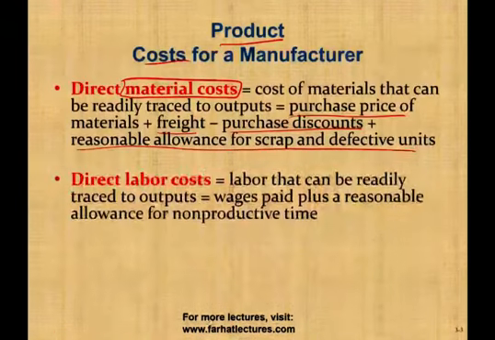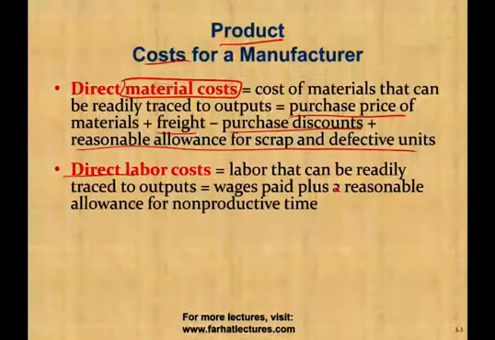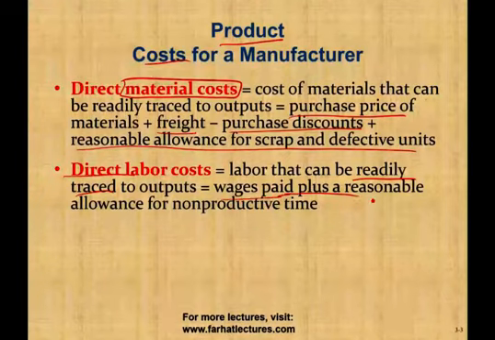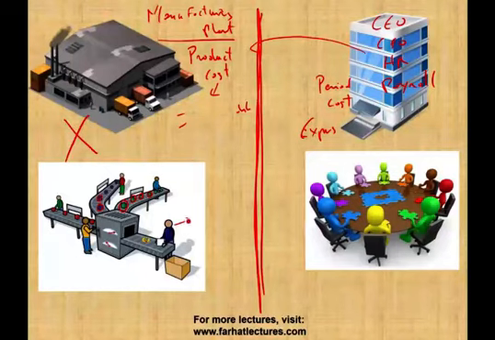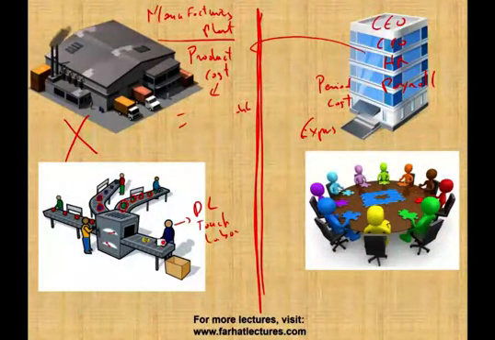The other thing that's considered product cost is direct labor. Labor that can be readily traced to output. And notice we kept saying readily trace. It means you can easily trace it to output, such as wages paid plus reasonable allowance for non-productive time. So what will be considered direct labor? Sometimes it's called touch labor. So this is the direct labor, or sometimes it's called touch labor. And the reason it's called touch labor, because those individuals are actually, notice they are touching the product, so they are working on the product.